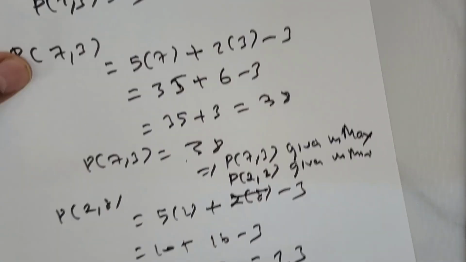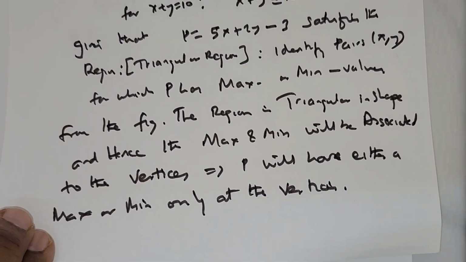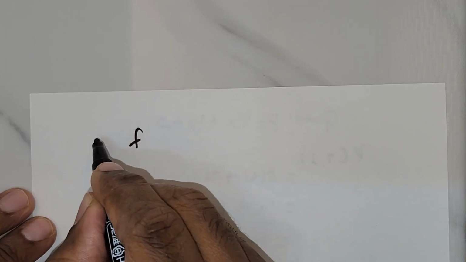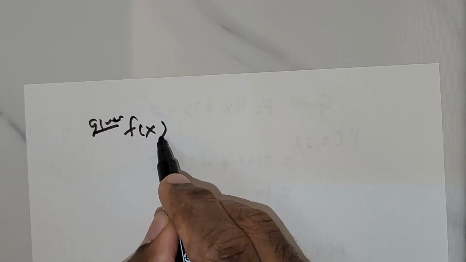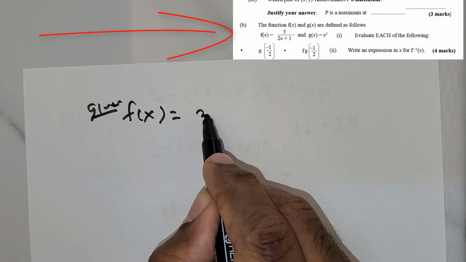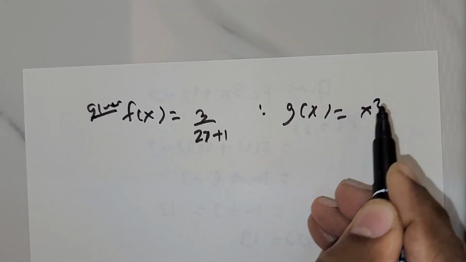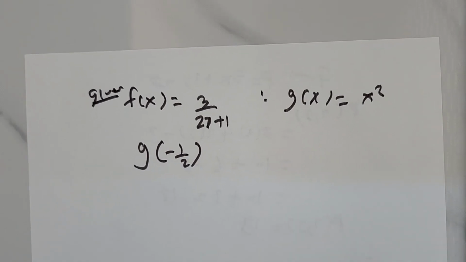So let me move on. I hope you are able to watch the working. So this is the working for this question number 9. We move on to the next part of the question. Now this is the next part. We are given two functions. We are given f of x is equal to 3 over 2x plus 1. g of x is given as x squared. We are asked to find g of negative 1 over 2.